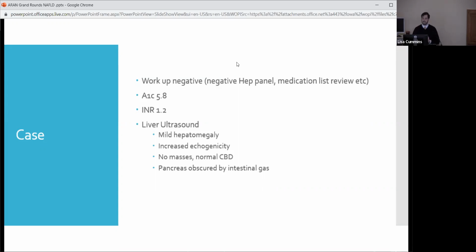Imaging is usually going to say something like mild hepatomegaly because you get a little swelling with the liver. You get an increased echogenicity because the fat echogenicity and the liver parenchyma echogenicity are different, so you see a difference. Usually they'll mention the common bile duct, no masses or lesions, because you're worried about cancer with fatty liver disease also, because you can get HCC even without cirrhosis in the setting of fatty liver disease. And then you'll never see the pancreas because it's always obscured by intestinal gas.